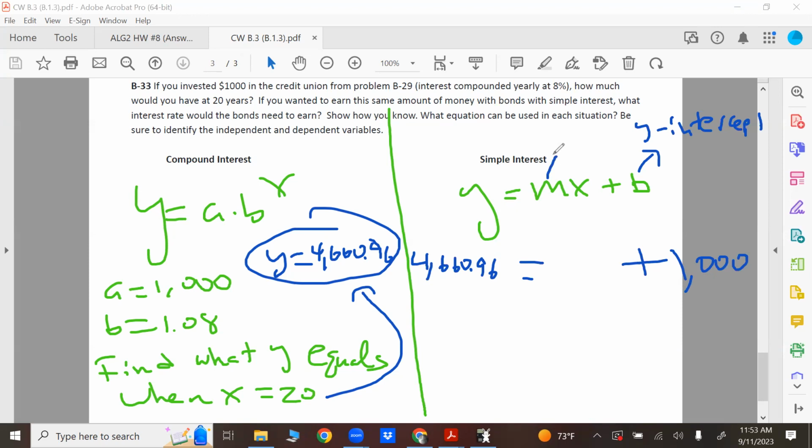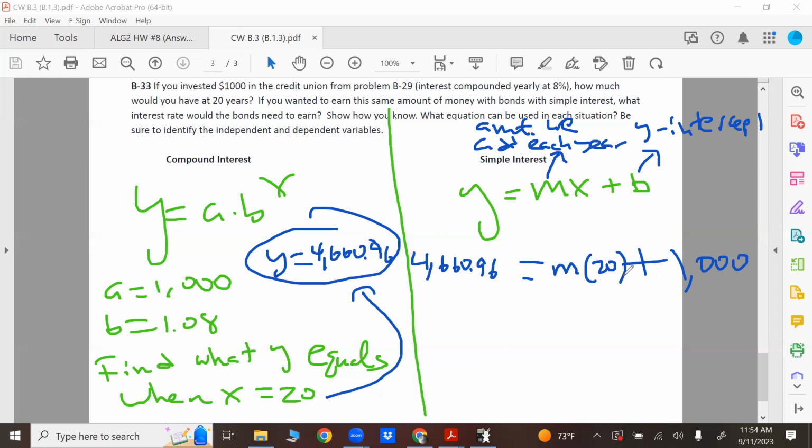Now m is going to be the amount we add each year. It's not going to be 80 anymore because we want a higher number. So you're going to solve for m. You're going to plug in 20 for x because it takes 20 years. After 20 years, we want that money. We want the same money.